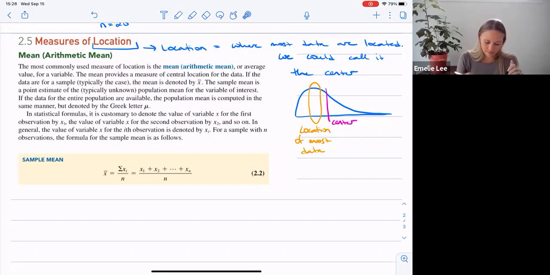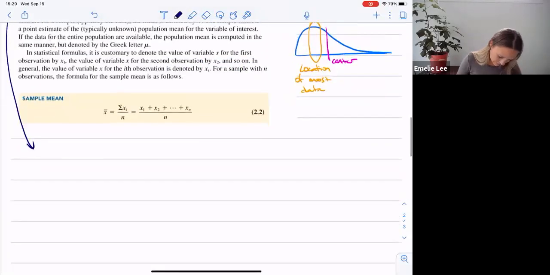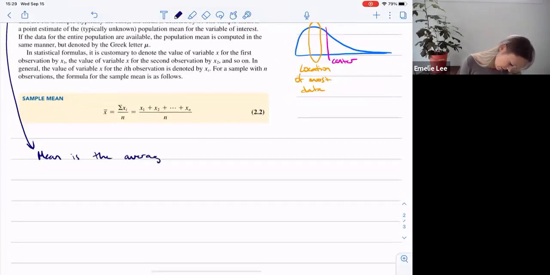So the mean is the average. Okay, we could specify and call it the arithmetic mean, but usually we just call it the mean, and then later we'll talk about the geometric mean. If we're using the geometric mean, we're always going to call it the geometric mean. And so if we just say the mean, we mean the arithmetic mean. Okay, so the mean is the average, right?